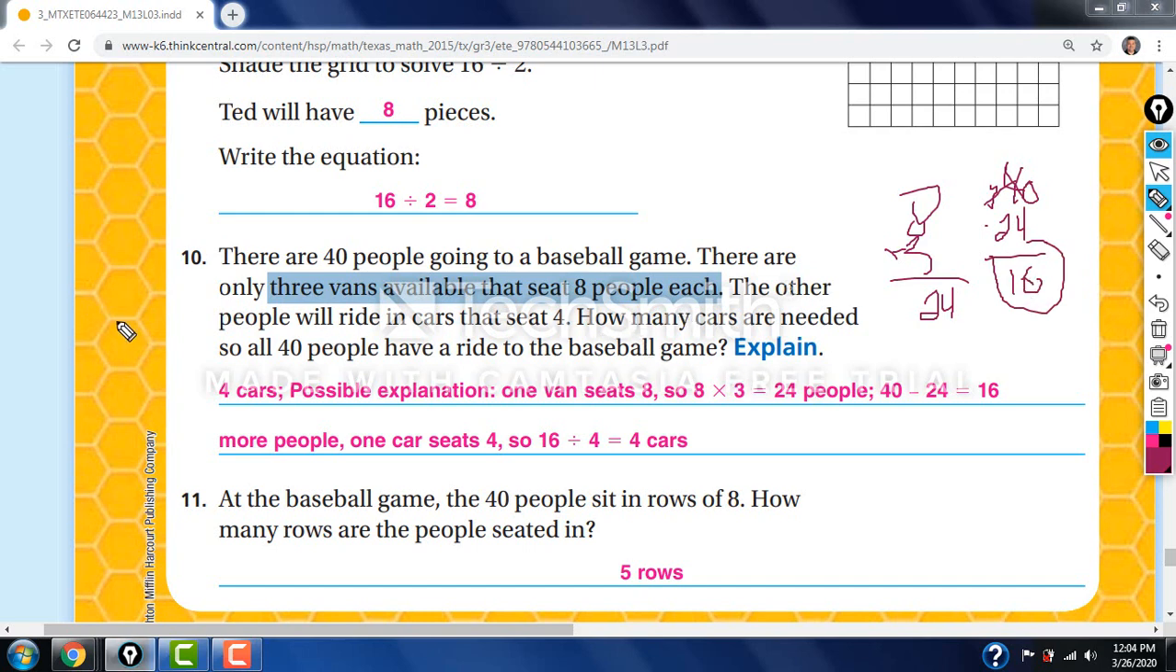The other people were riding in cars that seat 4. Now I have 4, and I have 16 people left. We divide 16 by 4, and that equals 4 cars. Okay, so your answer is this one right here. How many cars are needed? You're going to need 4. But we have to get this number first, by subtracting what we know first.